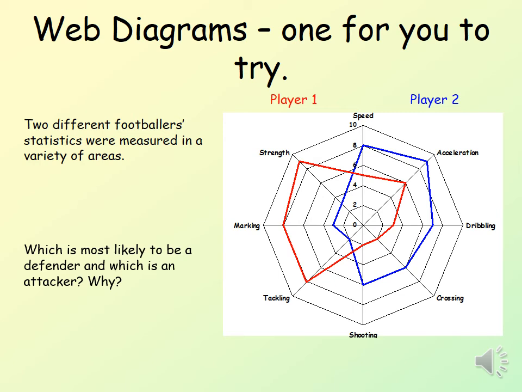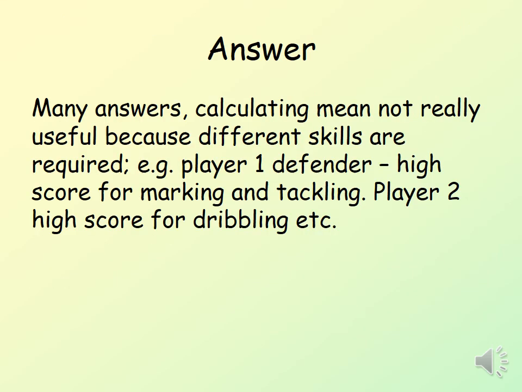Okay, so there isn't really one answer. You could calculate the means and the ranges, but they're very different things, really, attacker and defender. As you can see, there are different skills involved. Okay, so that's what I've written in my answer. Many answers. Calculating mean not really useful because different skills are required. So player 1 is probably the defender because of the high score for marking and tackling, and player 2 has a higher score for dribbling, so he must be the attacker.